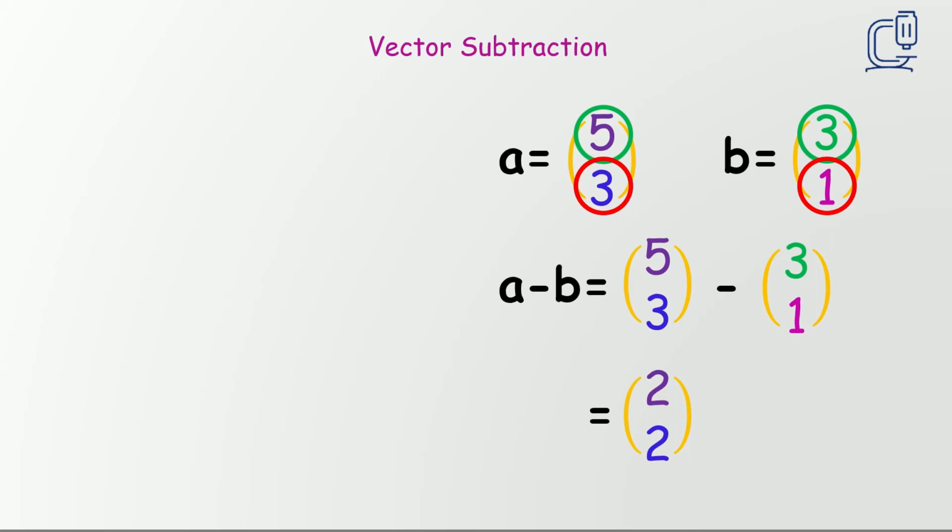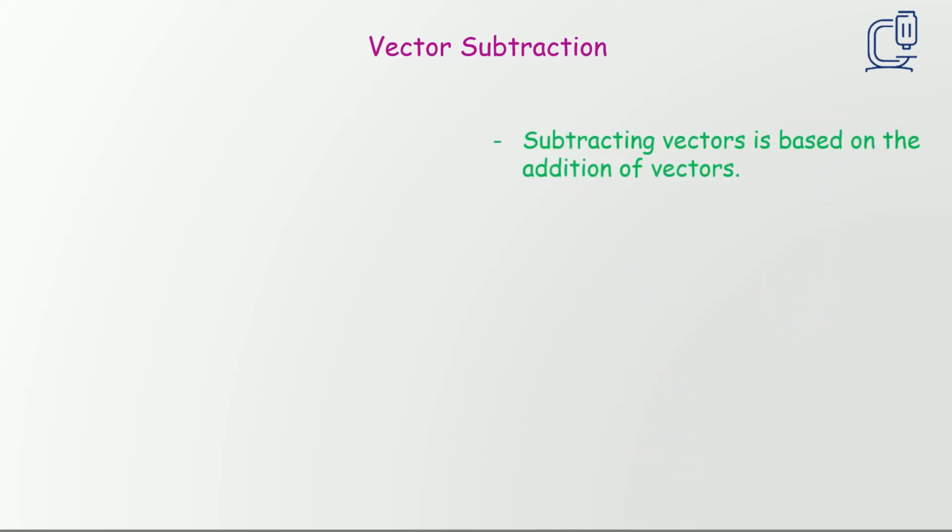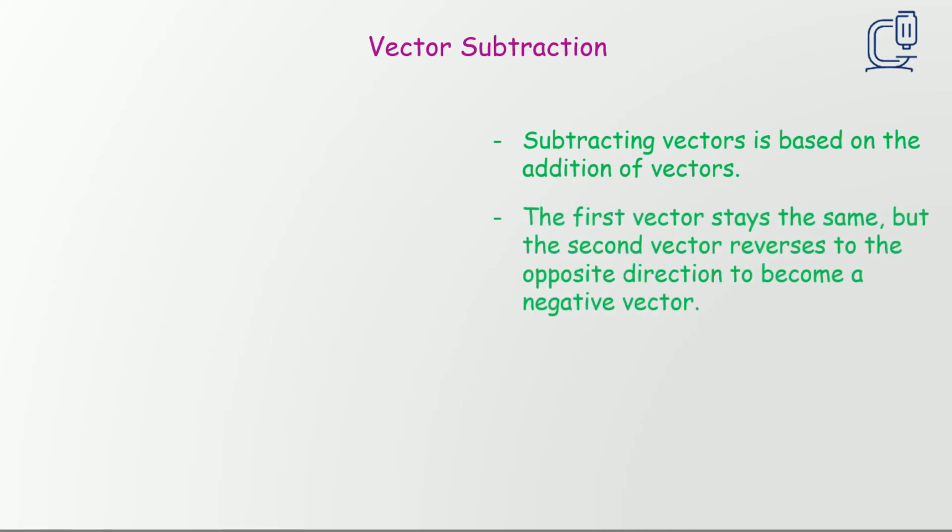Let's look at subtracting vectors graphically. Subtracting vectors is based on the addition of vectors. The first vector stays the same, but the second vector reverses the opposite direction to become a negative vector. So we have A minus B, which is the same as A plus minus B.